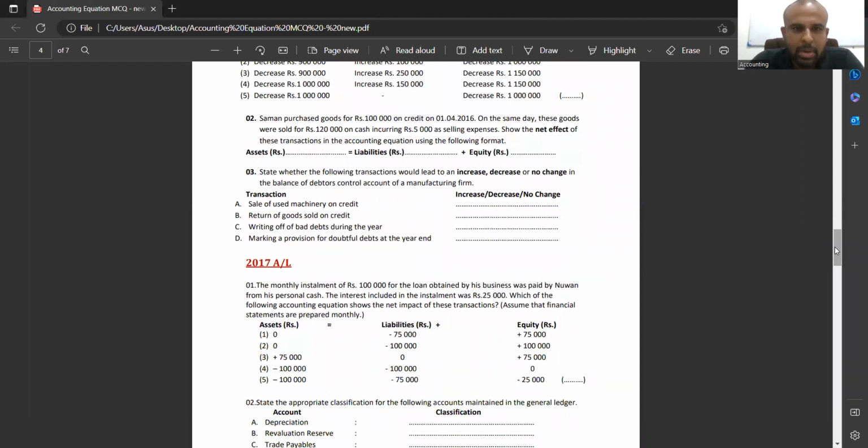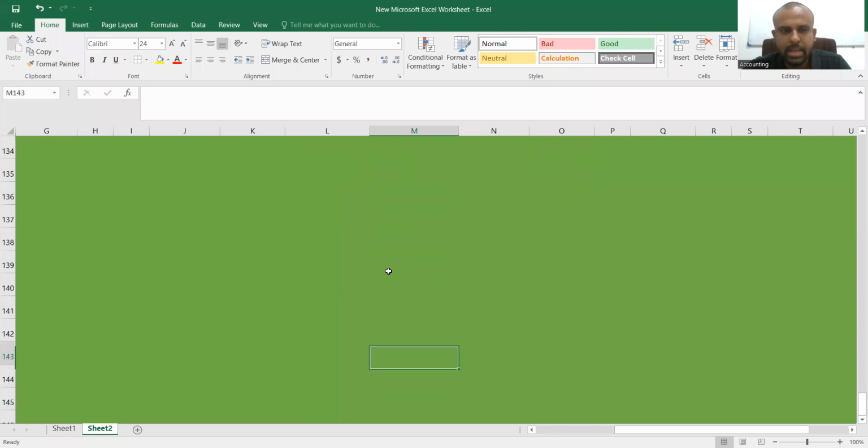Question number 2. Someone purchases goods of 100,000 on credit. On the same day, these goods are sold for 120,000, incurring a selling expense of 5,000. Show the net effect. Here, actually, there are 3 transactions: purchase of the goods on credit, sales, and incurring the expenses. Now, how are you going to record all 3 things together? You get assets equal equity plus liability.